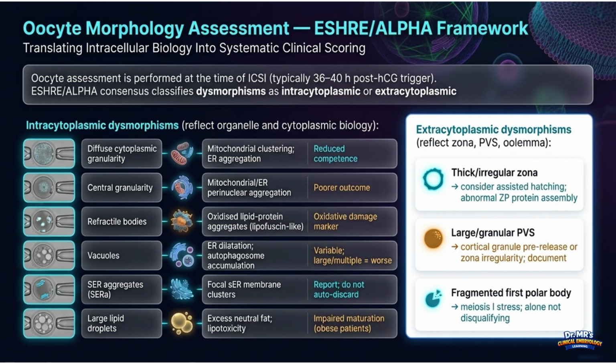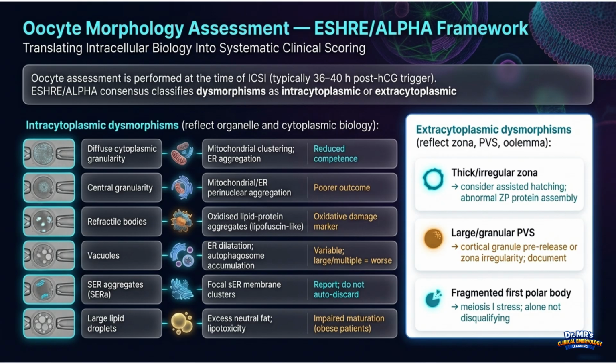Precisely. And a fragmented first polar body. Yeah, that's a common one. Does a shattered polar body mean the egg is genetically doomed? Not at all. The polar body is a terminal structure. It is destined to degrade anyway. Fragmentation simply means that the extrusion process during meiosis I, which requires intense contractile ring activity, was physically stressful, causing the polar body to bleb apart. So it's not a deal breaker. It suggests the cytoskeleton was under strain, but alone it does not disqualify the oocyte from making a perfect embryo.